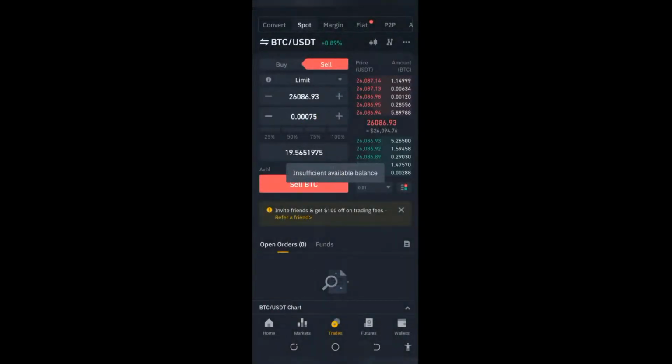You can see we're definitely going to be at a loss. It's going to be 19.56. So just imagine what we were supposed to get was 20.62. But what we're getting now is like 90 cents less because we had to listen to the order book. Okay. So would I go ahead and do this trade?